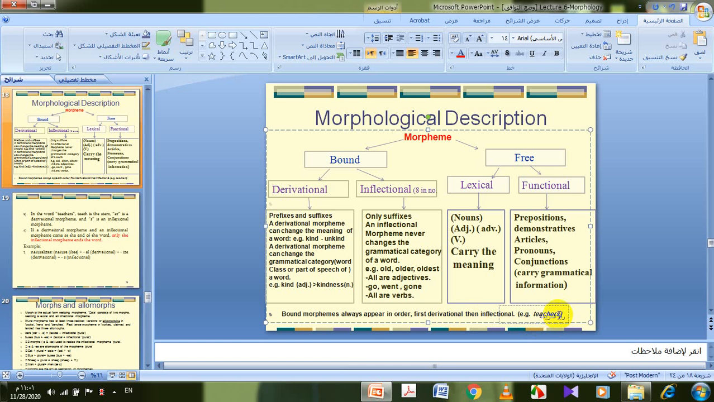S is the plural S. So teachers, forget about teach. Why am I asking you to forget about teach? The word teach is a free morpheme, and we are talking about bound morphemes here. So after teach, we have ER and S. ER is derivational. Then we have S, which is inflectional.